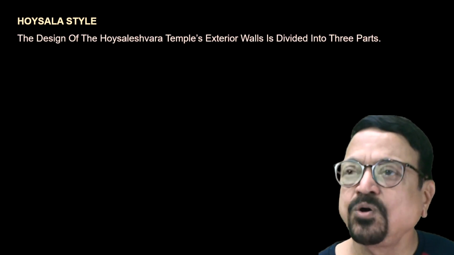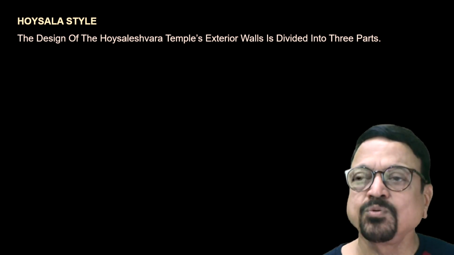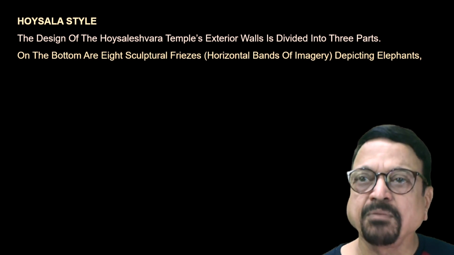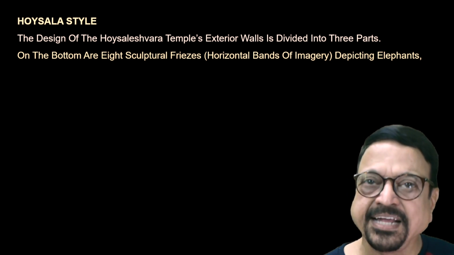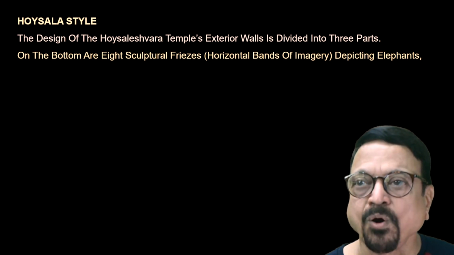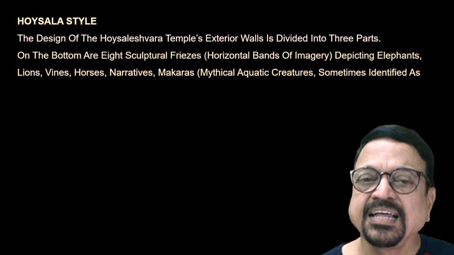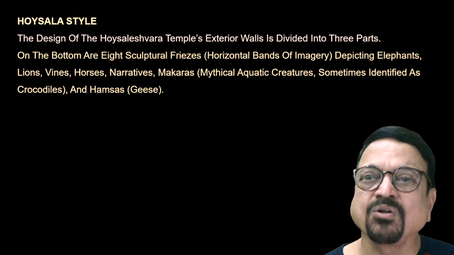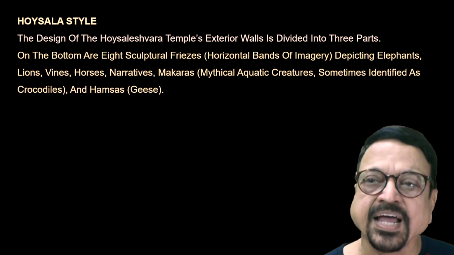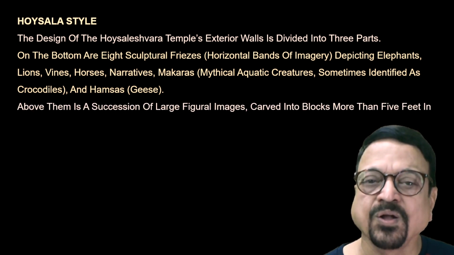Now let's come to the Hoysala style. The design of the Hoysala temple exterior wall is divided into 3 parts. At the bottom are 8 sculpture friezes, horizontal bands of images depicting elephants, that is strength and power, lions, then horses and makaras. Then there is a mythical creature, a combination of makara and crocodile. Then makara is a crocodile and elephant. And there are some geese also, that is what we call hansa.